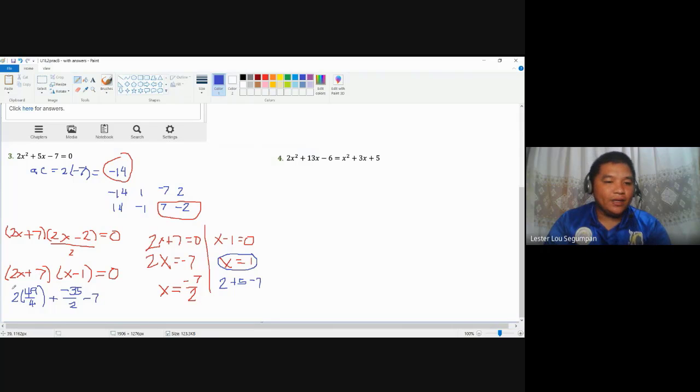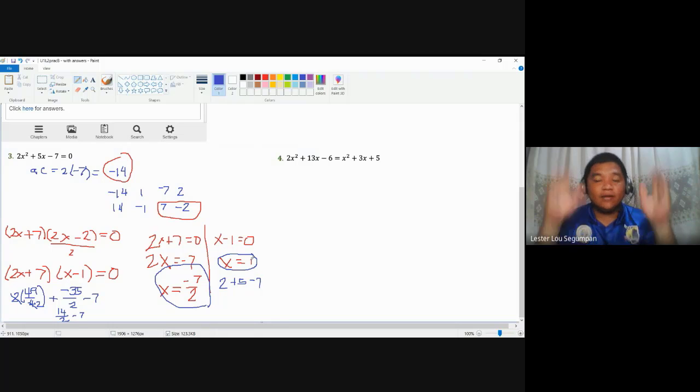This is for checking. This could be canceled out with 2. So you have 49 over 2. Similar fractions rather. 49 plus negative 35 is 14. 14 halves minus 7. 14 halves, as we all know, is 7. The minus 7, that satisfies the equation for this to be 0. So these are your possible roots, negative 7 halves and 1. Again, checking, I'll be giving that to you as part of your improvement.